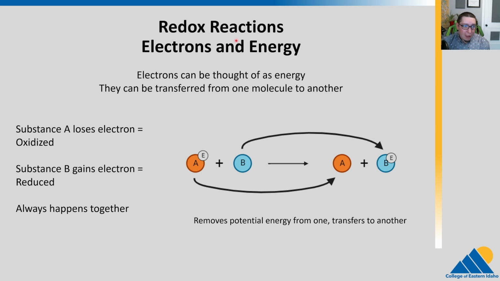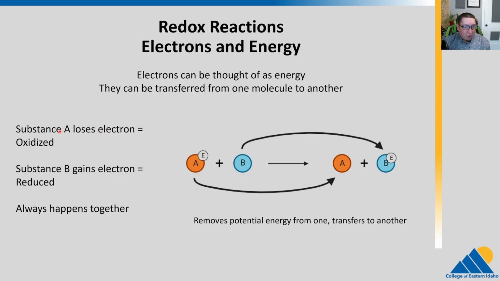So part of the energy bit of chemistry is the movement of electrons. We can think of electrons like energy. They can be transferred from one molecule to another. And when we transfer electrons, we call these processes redox reactions because they involve oxidation and reduction. I'll go on to define those here in just a sec. So we shorten it to redox because when you have one, you always have the other occurring.